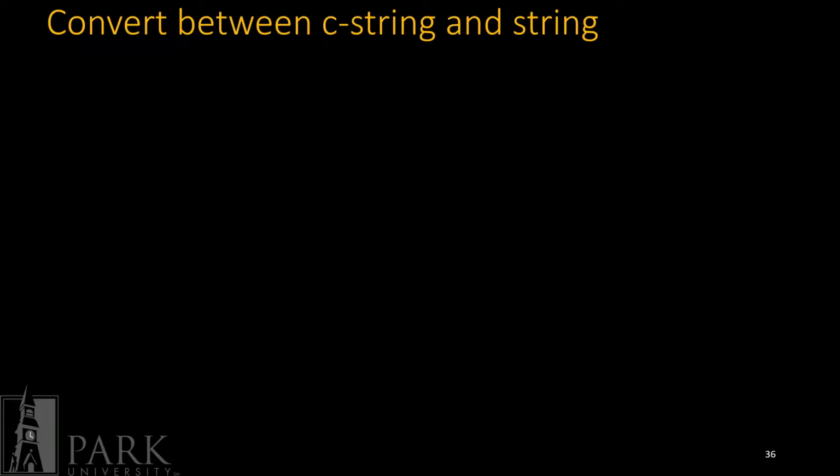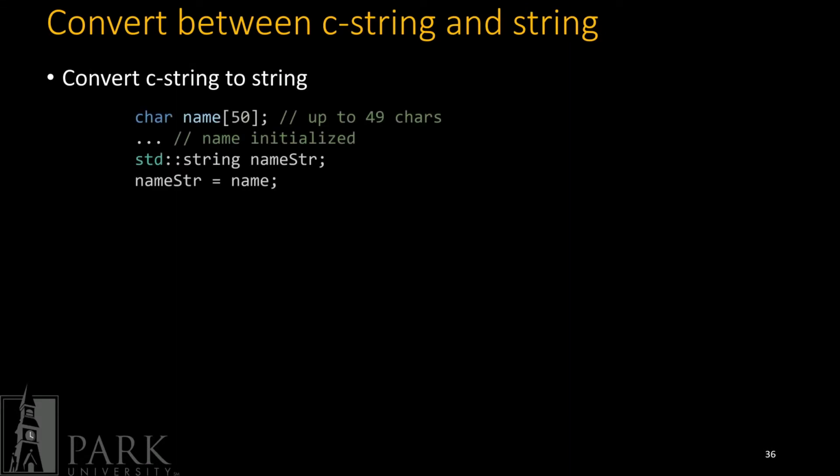So since we talked about C strings and string objects, we want to talk about how to convert back and forth between the two, right? So if you need to convert a C string to a string object, then all you got to do is just directly assign a C string to a string object, all right? The string class has the overloaded assignment operator function, which will automatically convert it for you.